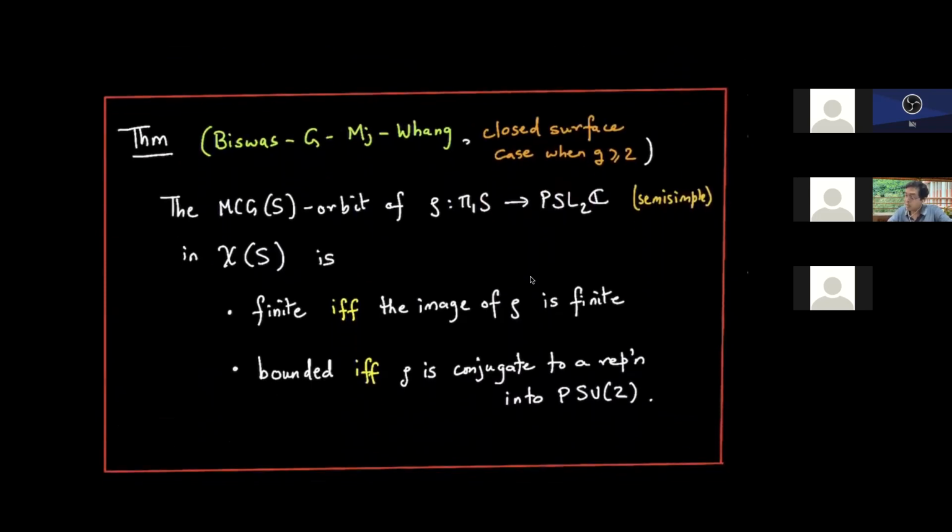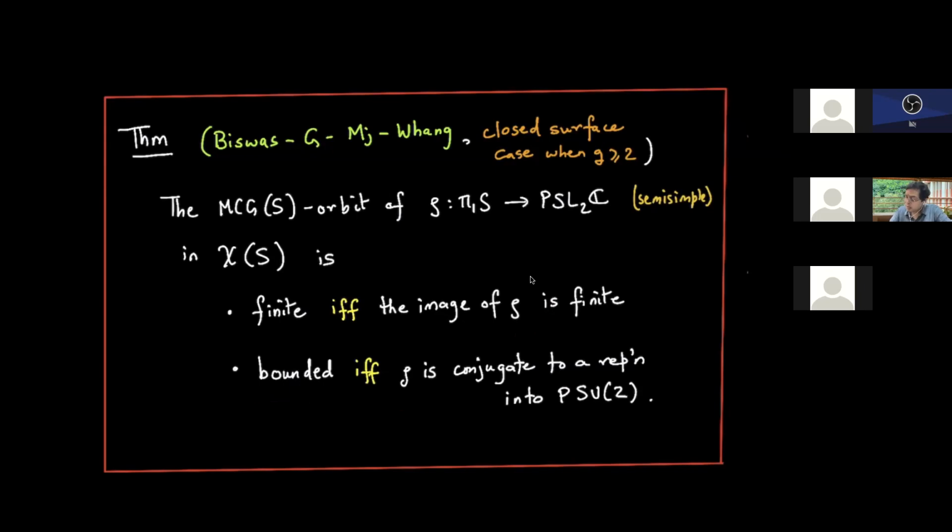Well, I've only stated it in the case of a closed surface when genus is at least 2. This is the statement in that case. The mapping class group orbit of a representation rho in the character variety is finite if and only if the image of the representation is finite, and it's bounded if and only if the representation is conjugate to a unitary representation. Well, since I've taken PSL2C, I guess it should be PSU2.